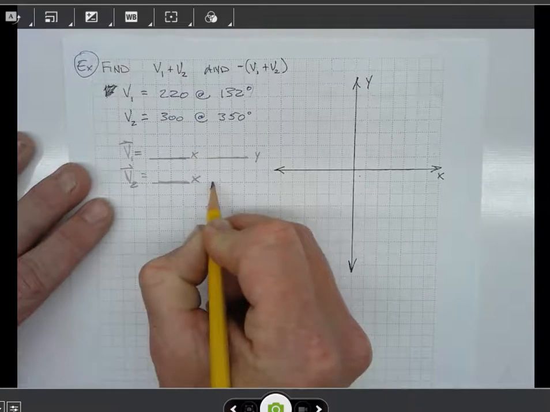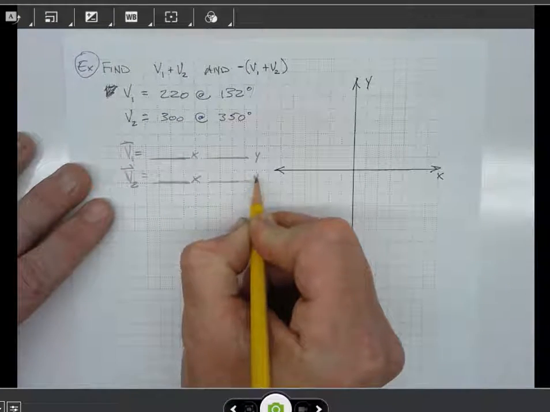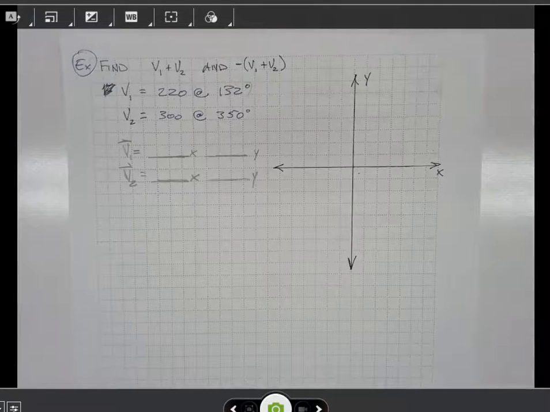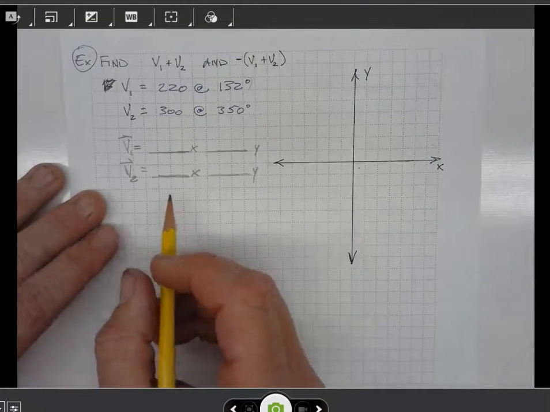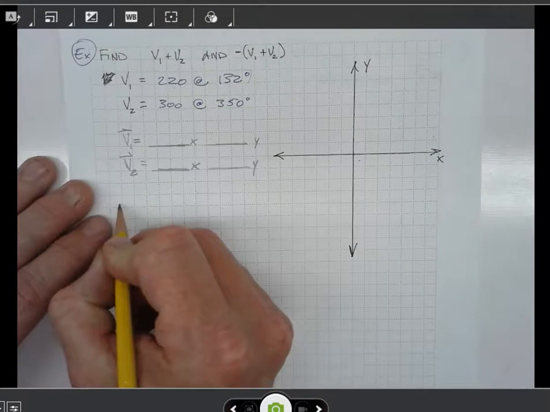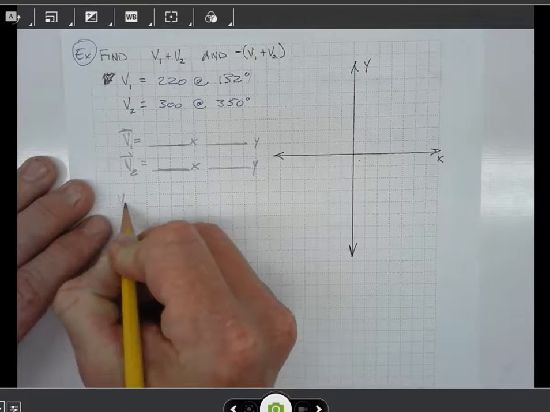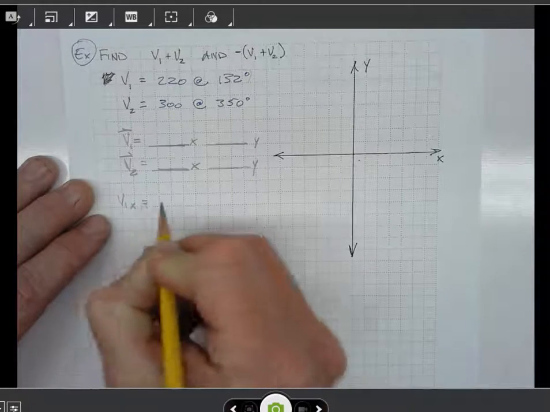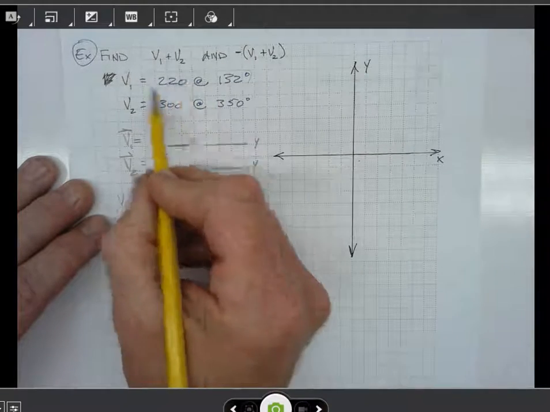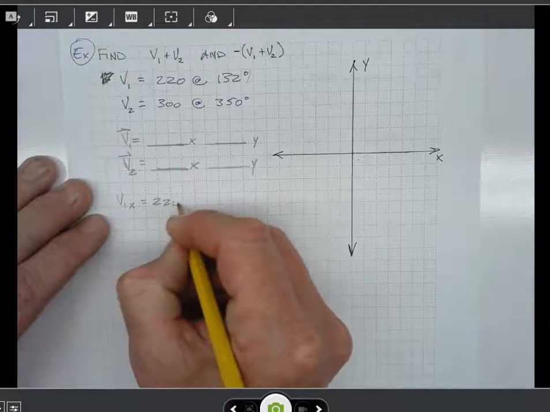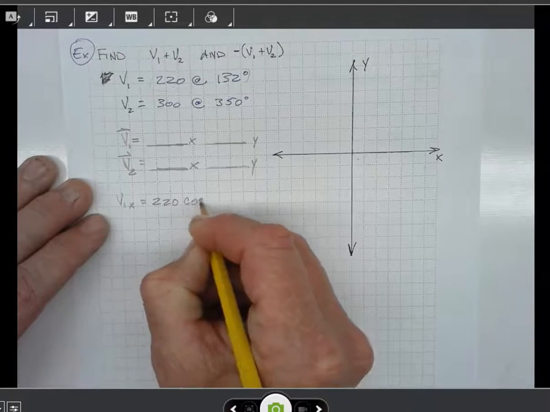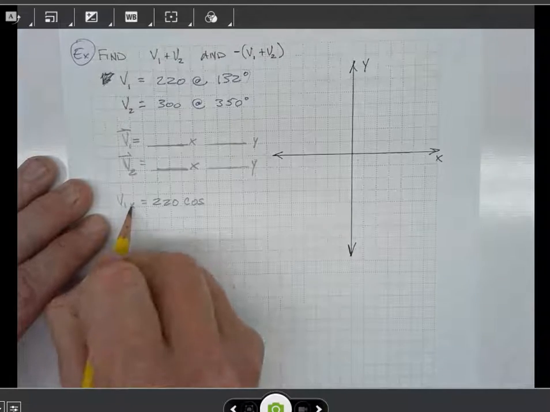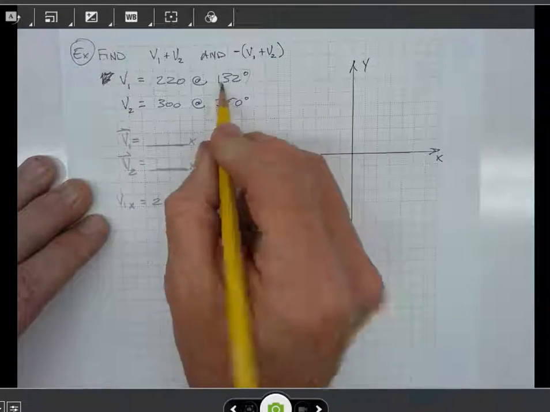Now to do that, you don't necessarily have to write out what I'm going to write out. In fact, as you go through, you probably won't write it all out. But to show you what I'm doing, I'm going to need to. So for example, if I want V1's x component, I'm going to take the magnitude, 220, times the cosine, x goes with cosine, right? Cosine of 132.